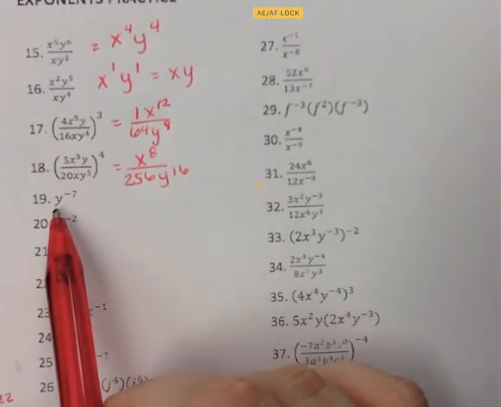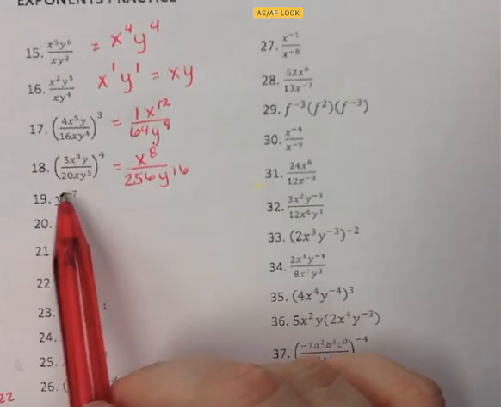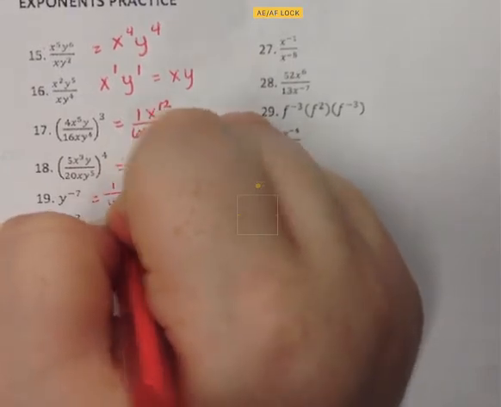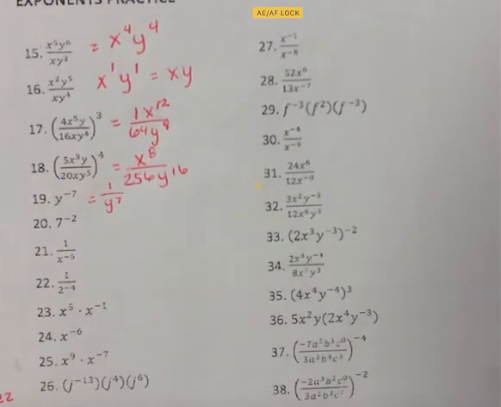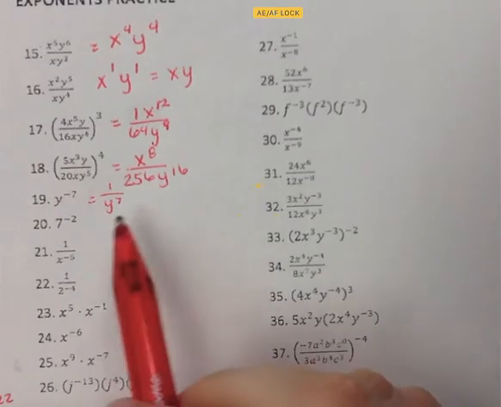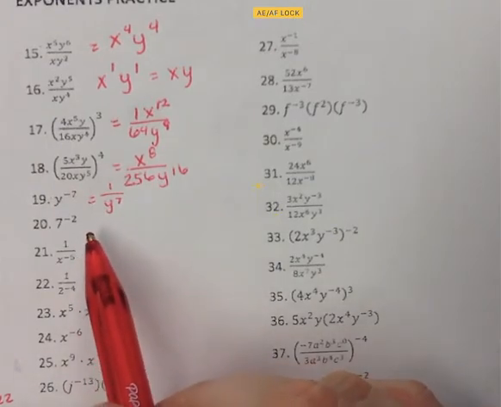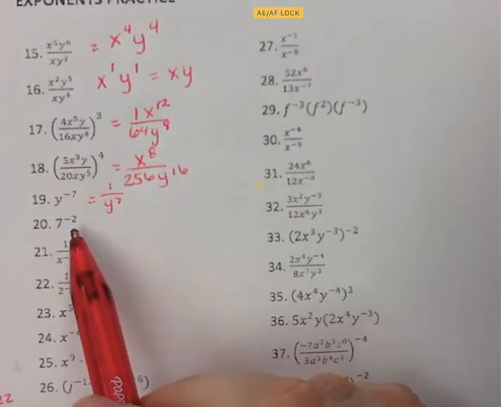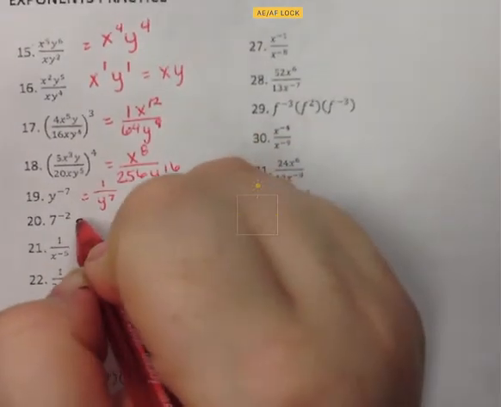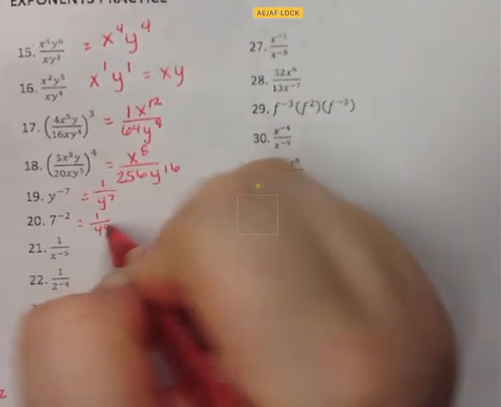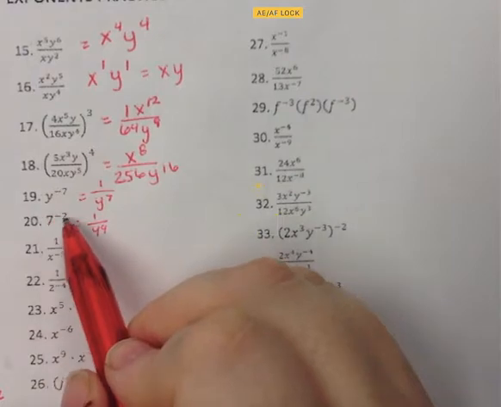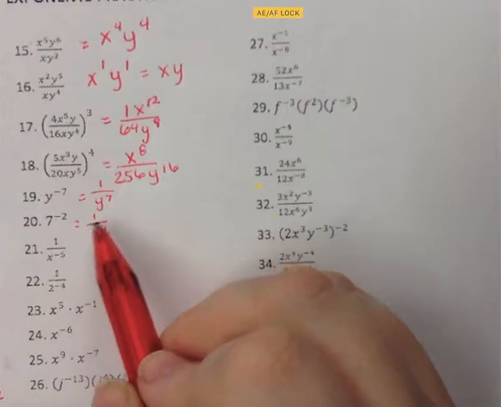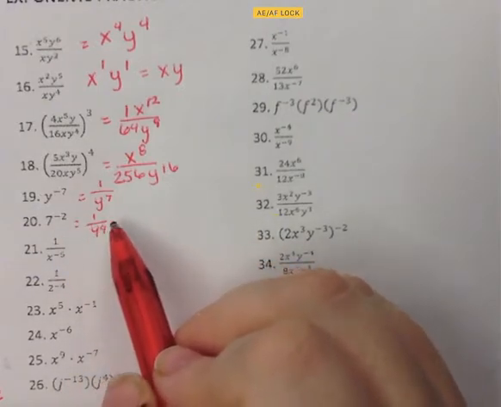On number 19, it's y to the negative 7th. Well, the negative 7 is attached to that y. So this becomes 1 over y to the positive 7th. On number 20, this is 7 to the negative 2. 7 to the negative 2, really, you have to change that to become 1 over 7 squared. But 7 squared is 49, so this becomes 1 over 49. So again, this 7 to the negative 2 has to go to the denominator, so it becomes 1 over 7 squared to a positive 2. 7 to the positive 2 is a 49.